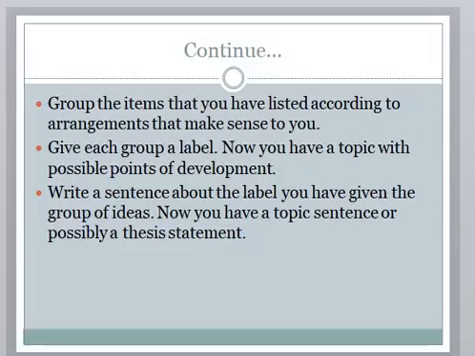Okay, first, group the items that you have listed according to arrangements that make sense to you. Secondly, give each group a label. Now you have a topic with possible points of development. Write a sentence about the label you have given the group of ideas. Now you have a topic sentence or possibly a thesis statement.